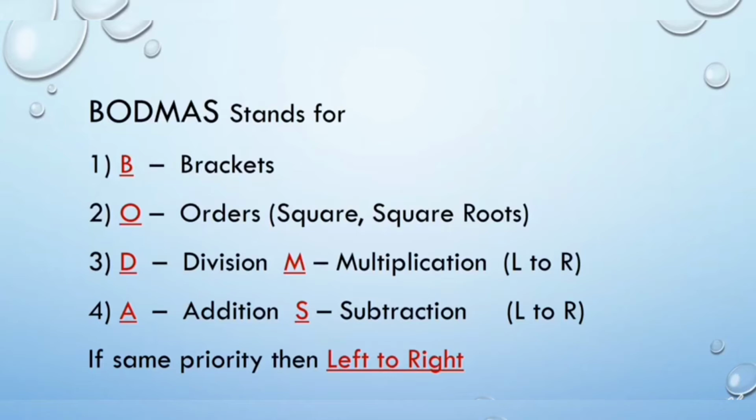So the fourth priority is addition and subtraction. Addition and subtraction have the same priority. So if only addition is there, we can perform addition, and if only subtraction is there, we can perform subtraction. If there is addition and subtraction coming together, then we need to apply the left to right rule. So we need to do from left to right. So now we will see some examples.